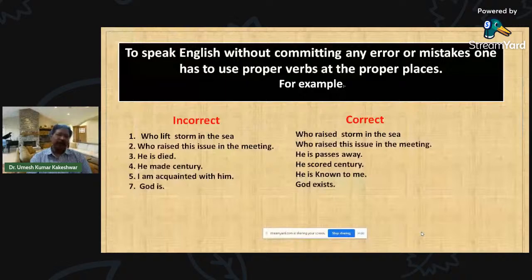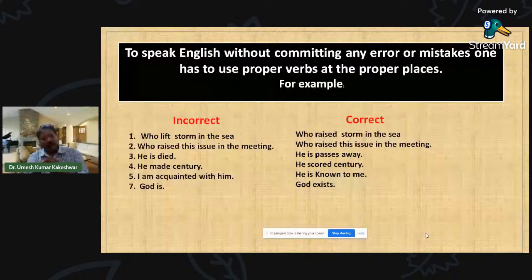Absolutely. Here my ultimate goal is to use the proper verb, and the proper verb has to be followed by the particular preposition to. Most Indian people always miss this one. He is known to me. This is absolutely right. The verb known is always followed by the preposition to. And the last one is God is. The right one is God exists.